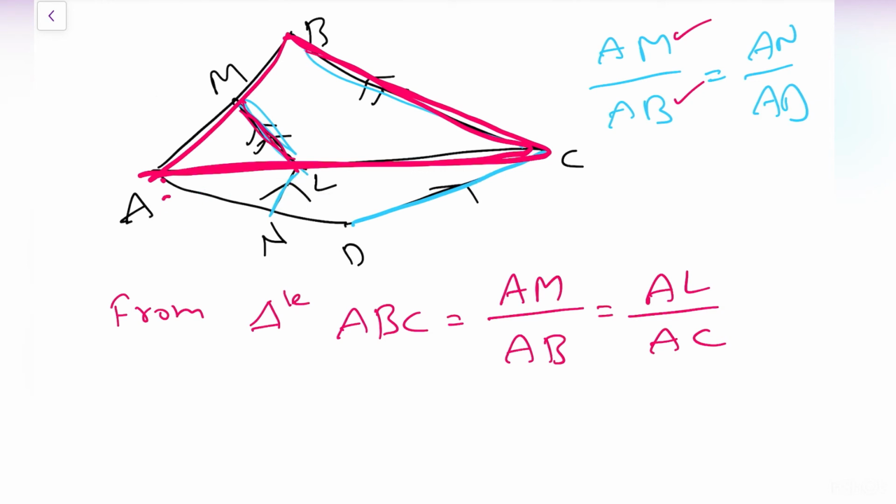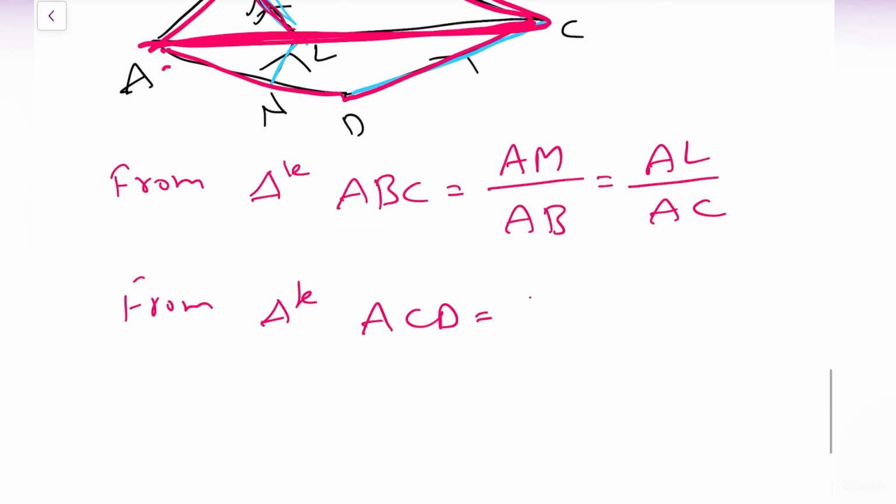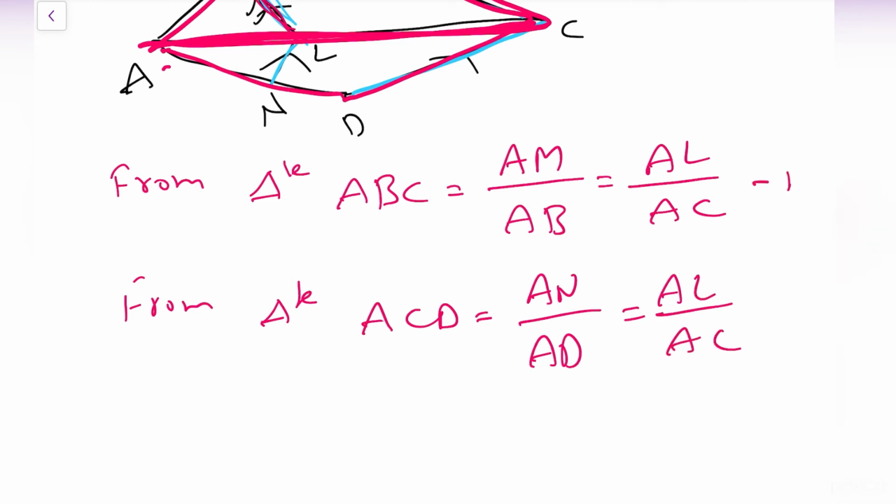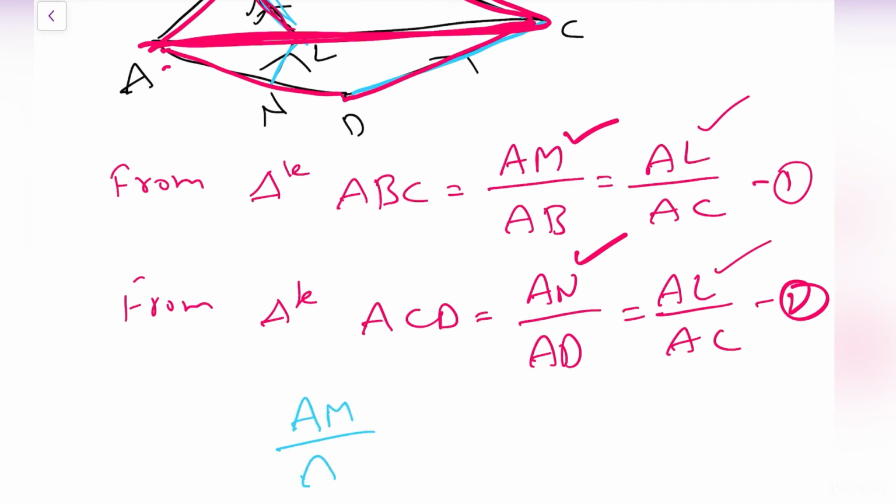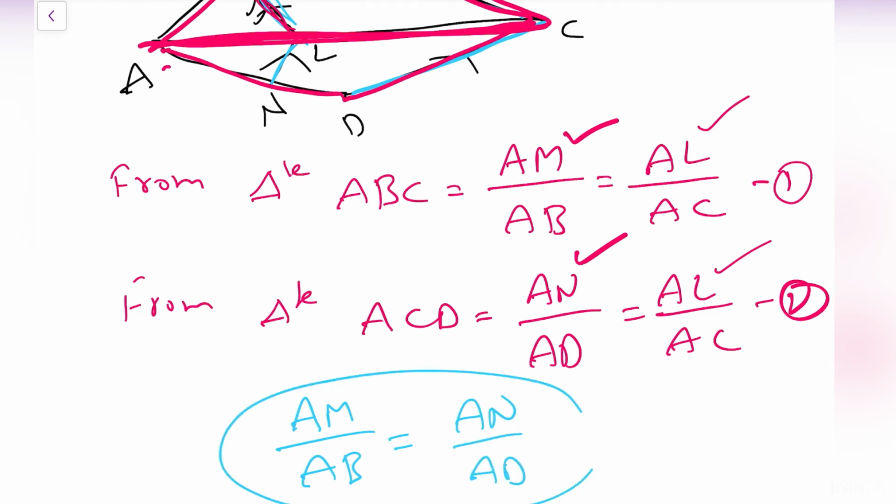Next I will go with the lower triangle, that is triangle ACD. From triangle ACD, upper one AN by total AD equals upper one AL by total AC. Now from these two equations, here AL by AC and here AL by AC, these two are equal, so obviously the other two are also equal to each other. That is, AM by AB equals AN by AD, hence proved.